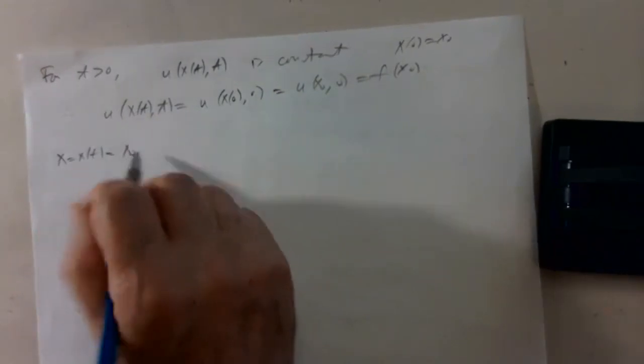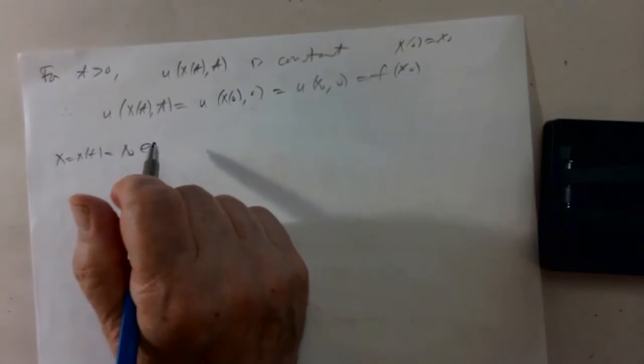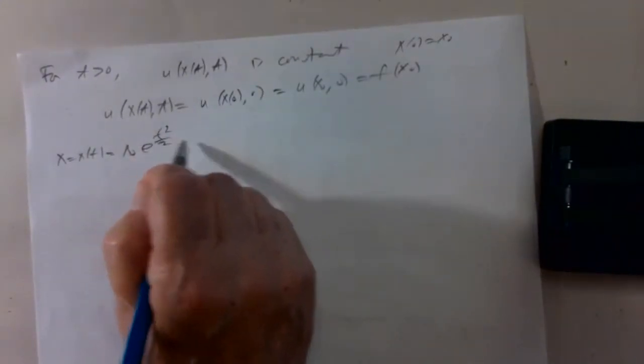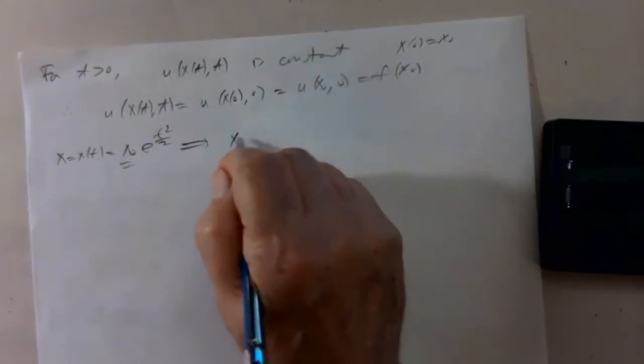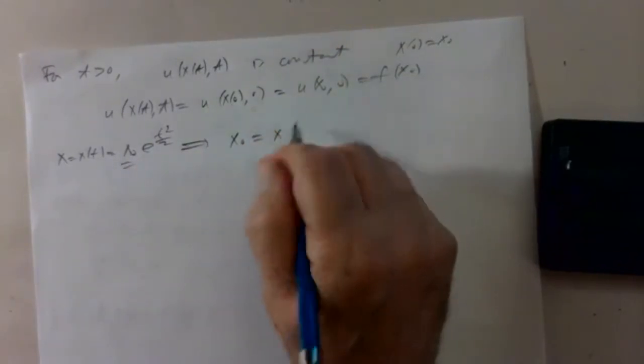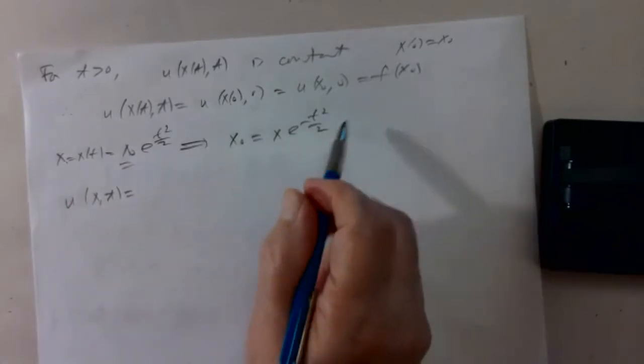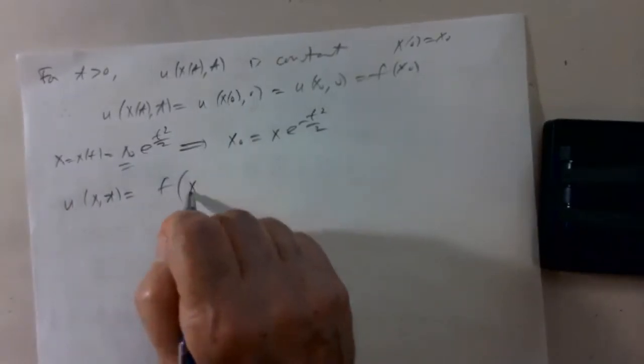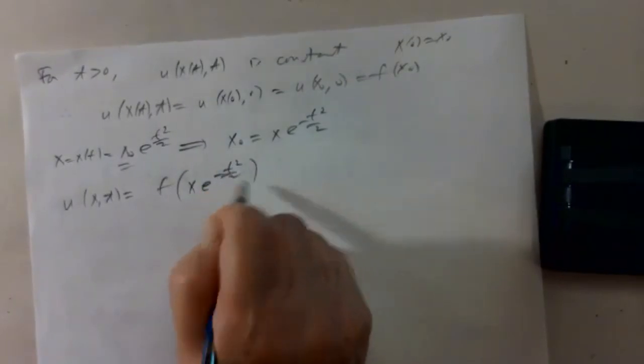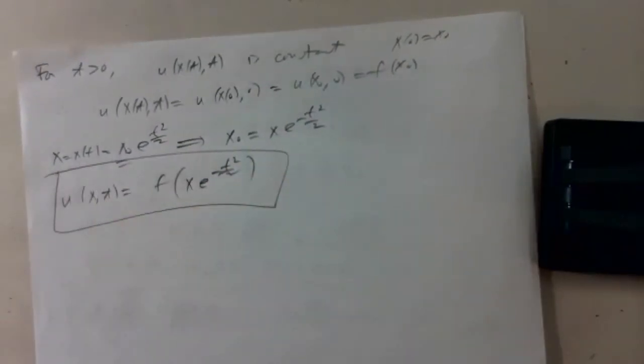Remember that our differential equation solution x, which is x of t, was x naught e to the t squared over 2. So x naught is x of t e to the minus t squared over 2. So u of x, t is equal to f of x e to the minus t squared over 2. And that is the solution of the differential equation.